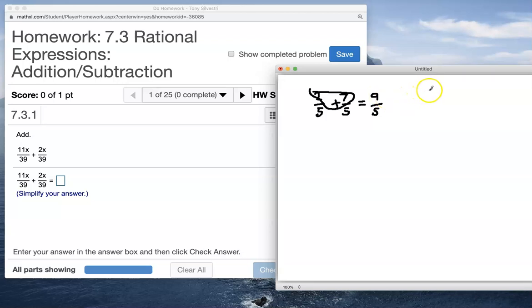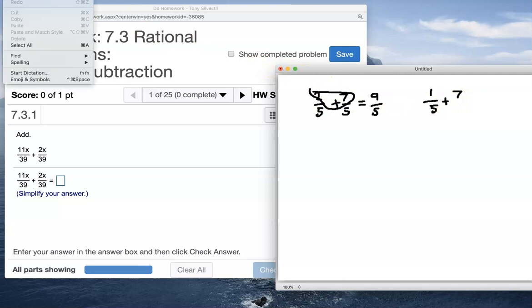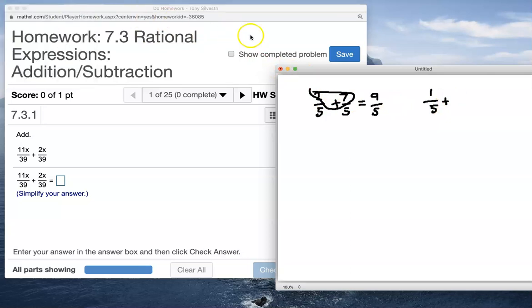So let's try another one. Let's say we have 1/5 plus, let's not do 7, I want to do another one. Let's say I want to do 9/5. That's a good one.